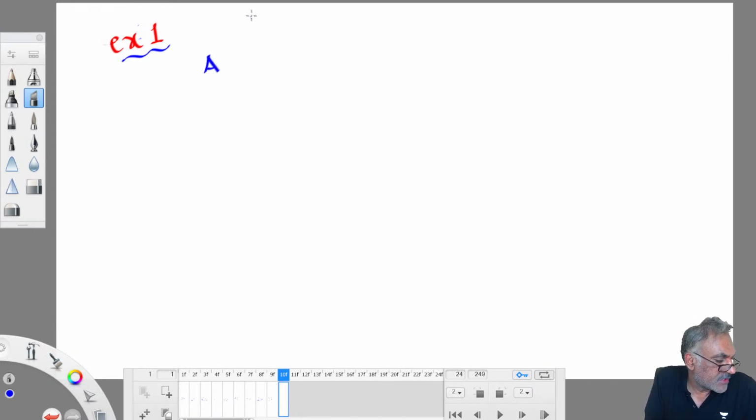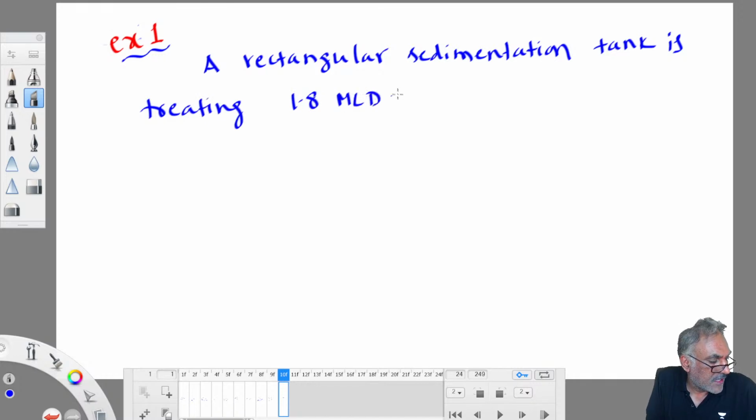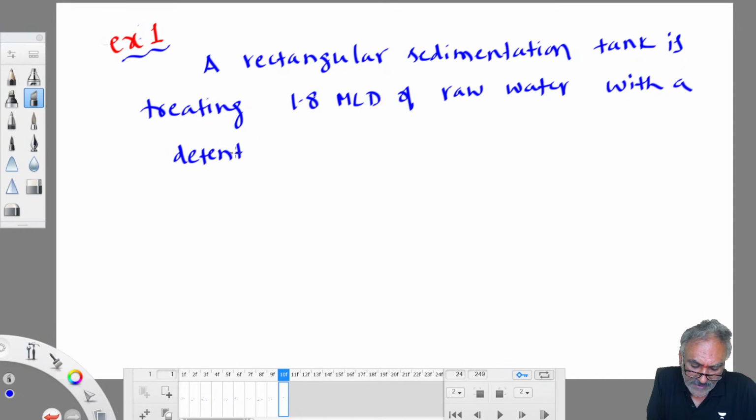Last class we discussed one question. Let us now go with the next question. A rectangular sedimentation tank is treating 1.8 MLD of raw water with a detention period of 4 hours. Mostly they will ask rectangular tanks only in the exam. You need not worry about circular tanks.